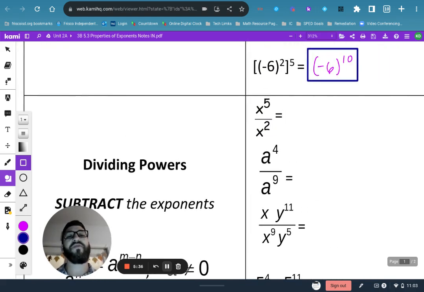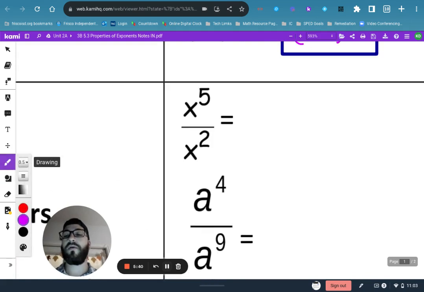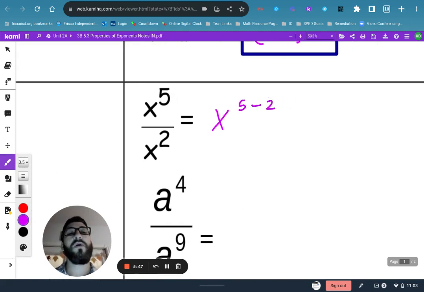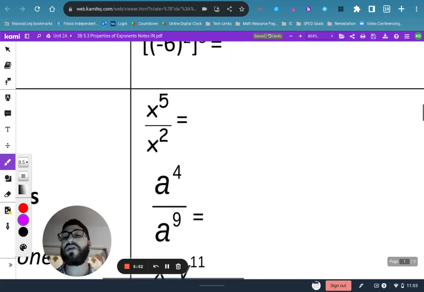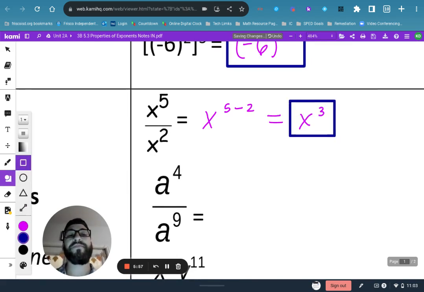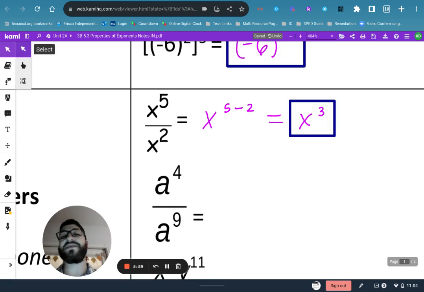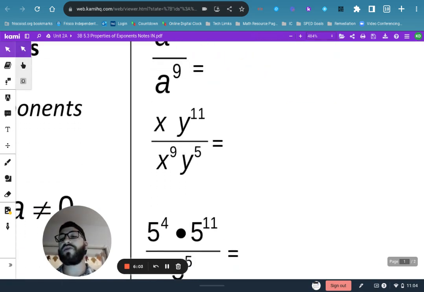As an example, if I have x to the fifth over x squared, then I would subtract 5 and 2, so x to the 5 minus 2, which is x to the third. Nothing too crazy as we're working across these. All we're doing this time is subtracting the exponents each time. Let's do another one to make sure we're all on the same page.